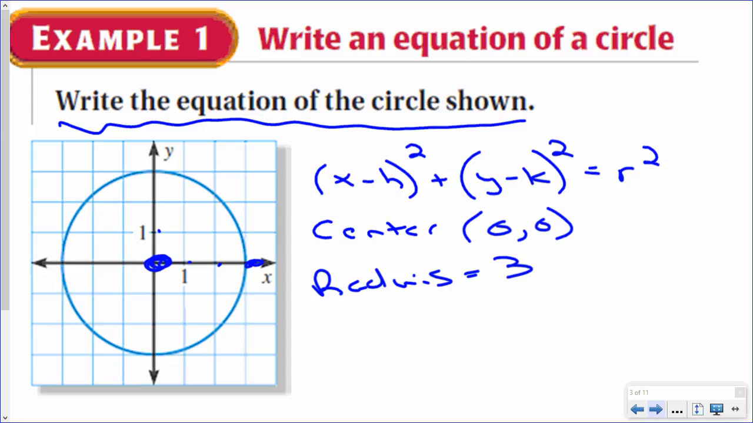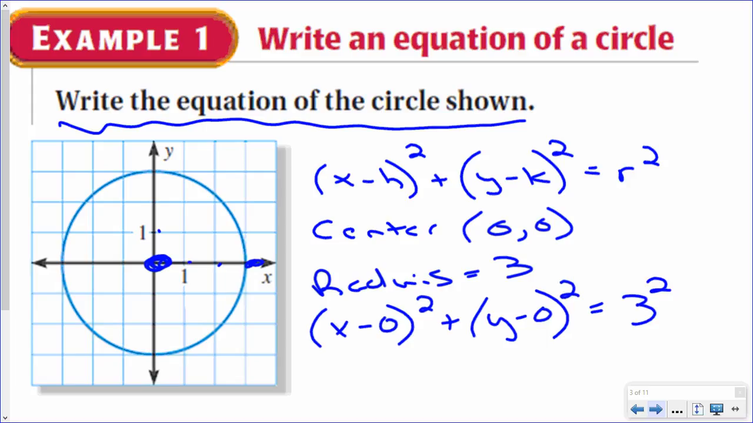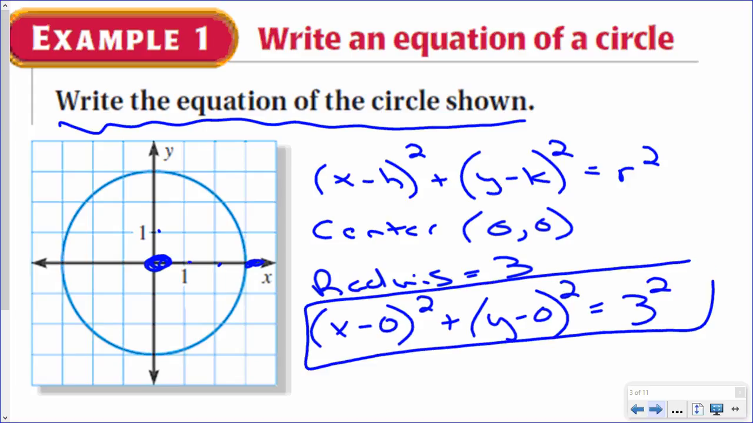Now we have to just plug in the numbers in place of the letters, and here's what you would have as an answer. You'd have parentheses x minus 0 in parentheses squared plus y minus 0 in parentheses squared equals 3 squared. And you could leave this as your final answer. If you'd like to change the 3 squared into a 9, that's fine. In all honesty, if you wanted to leave the zeros off, you could do that too. An example of that would be, this would be your answer: x squared plus y squared equals 9.